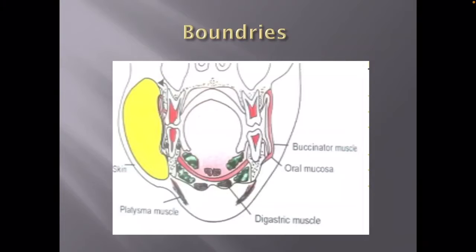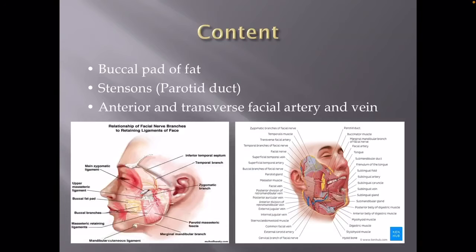Boundaries. Superiorly zygomatic arch, inferior border of mandible, laterally skin and subcutaneous tissue, medially buccinator muscle and buccopharyngeal fascia, posteriorly anterior edge of masseter muscle, anteriorly posterior border of zygomaticus major and depressor. Content: buccal pad of fat, parotid duct, anterior and transverse facial artery and vein.